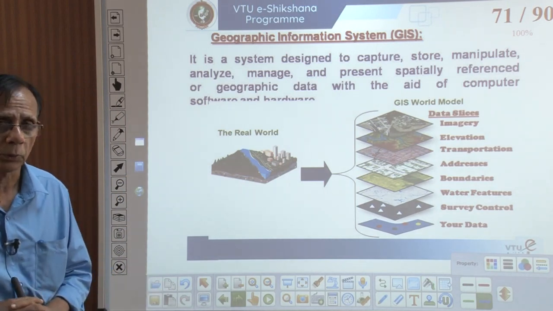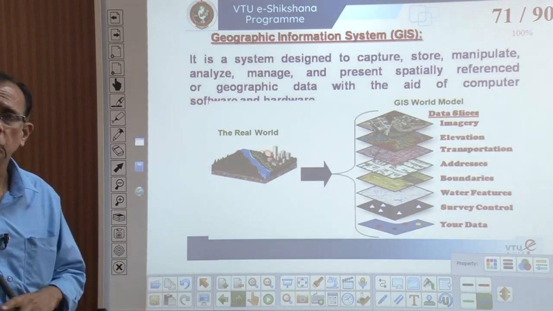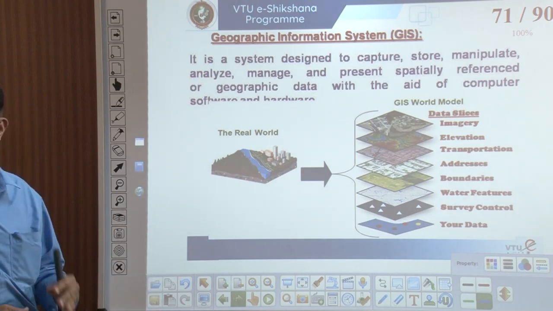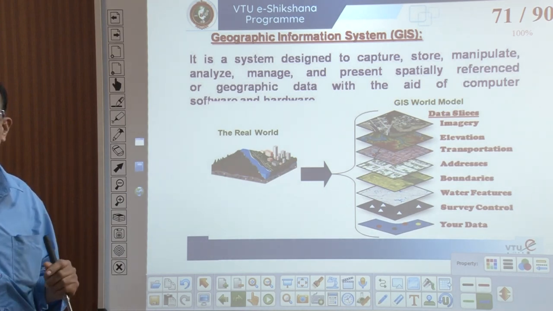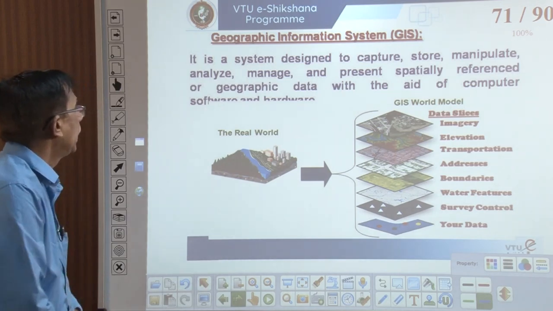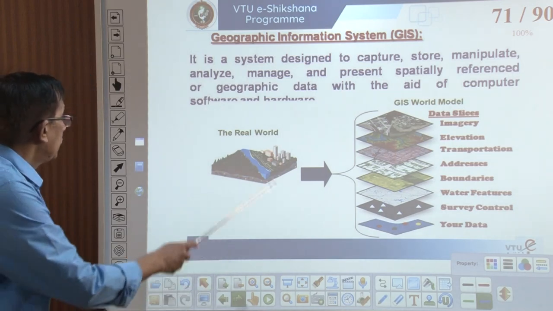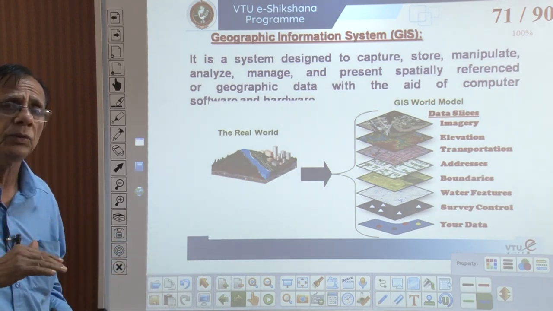Now we have digital photogrammetry and satellite images. Both have coordinates. So long as it has a coordinate system, I can use them to understand geospatial variation, and I can make use of this to understand the earth's features in more detail.